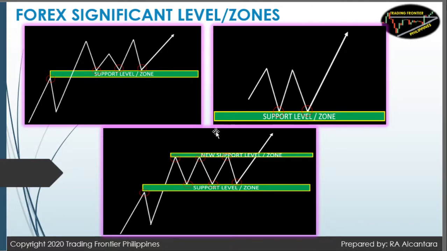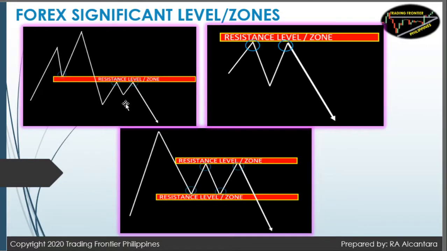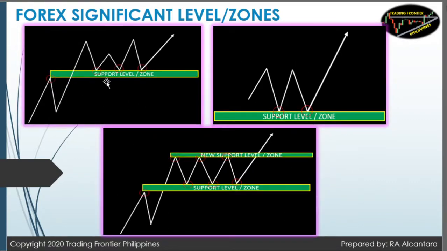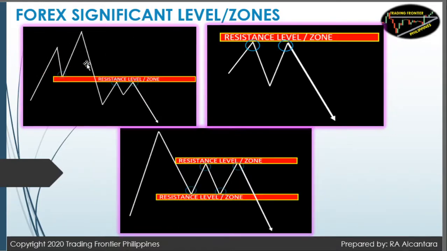All right. So since we have support level or zone, key significant support level or zone, we also have our key significant level of resistance. All right. So as I've said, for support, this serves as our floor, wherein the price bounces on this level or zone prior to going up. All right. For the resistance, again, this is our ceiling, meaning the price is heading up towards this level or zone prior to going down.